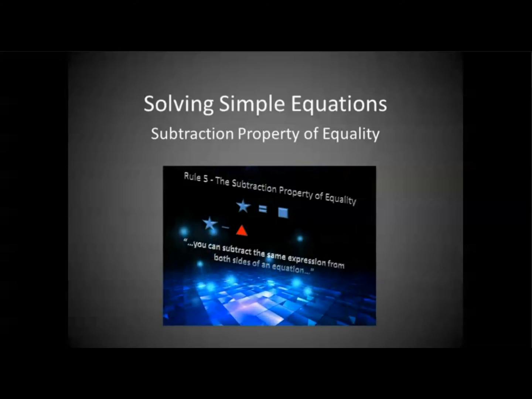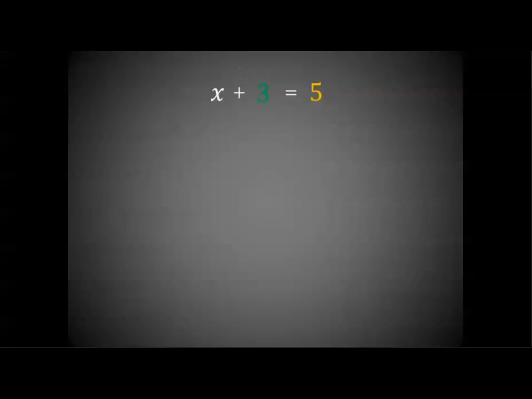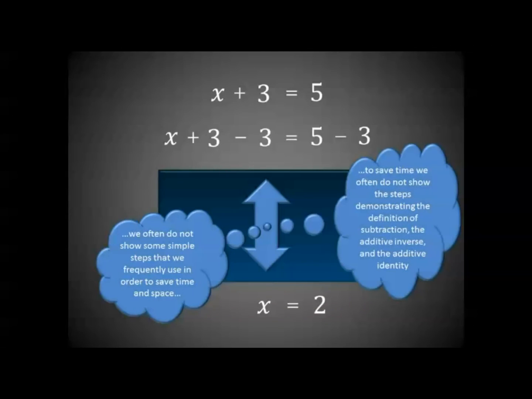In this section, we're going to see how we solve simple equations using the subtraction property of equality. Again, because 3 is being added on to x, it makes sense that to make this speak about x all alone, we should subtract 3 off. So we're going to rewrite this equation in the following way. We take the left-hand side and we're going to subtract 3 from that side in order to start to get x all alone. In this example, to save time, we have not shown the steps demonstrating the definition of subtraction, the additive inverse, and the additive identity. We have not shown these steps, but it's important to remember that we still have used them.